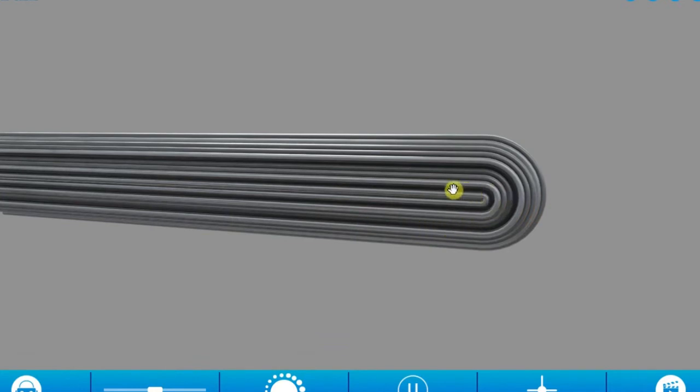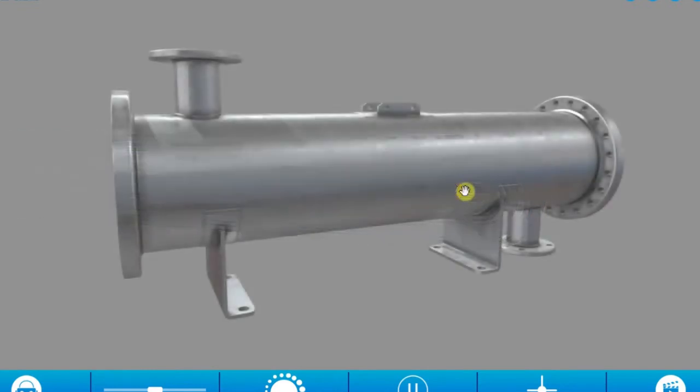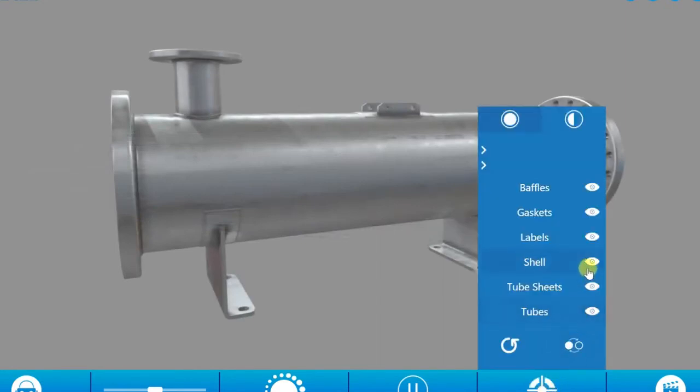Let's load up a more simple design because I just want to explain to you what a one-pass and a multi-pass heat exchanger is. So here we have a heat exchanger without a header or a bonnet. And if we take away the shell, in fact what we can do, we can actually just take a cross section.